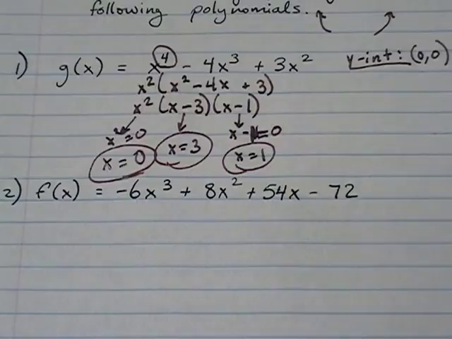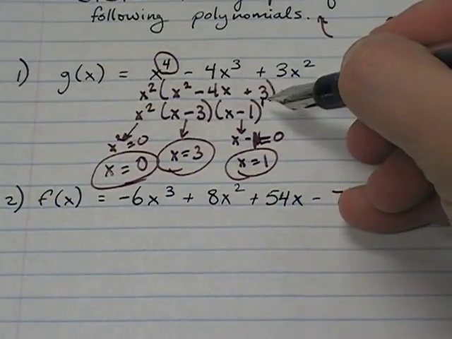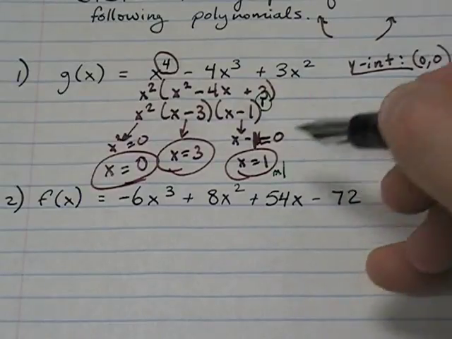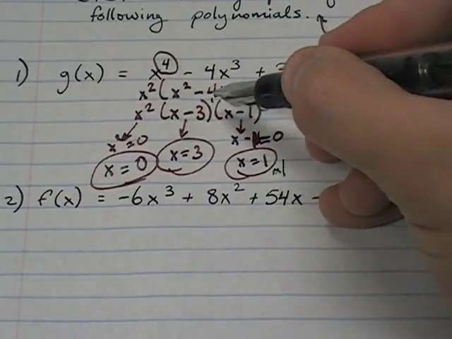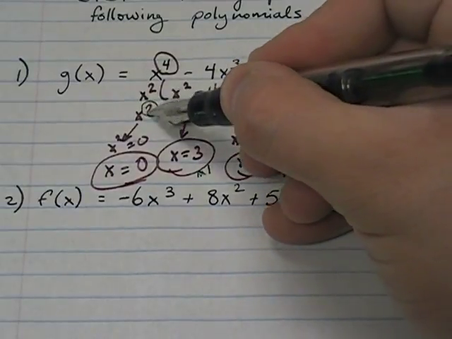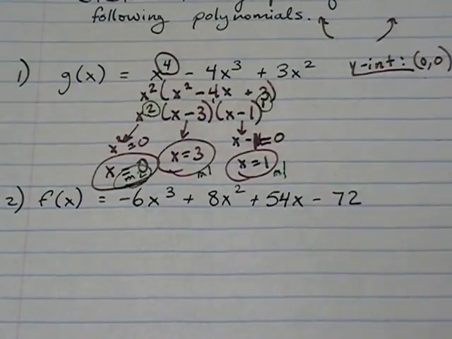But you have to do one more thing with these zeros. You have to write their multiplicity. Well, if you look at the factors, what was the power of this factor? It was a power of 1. So this has a multiplicity of 1. This was a power of 1, so it has a multiplicity of 1. This had a power of 2, so it has a multiplicity of 2.